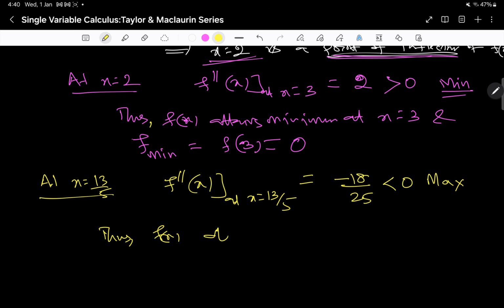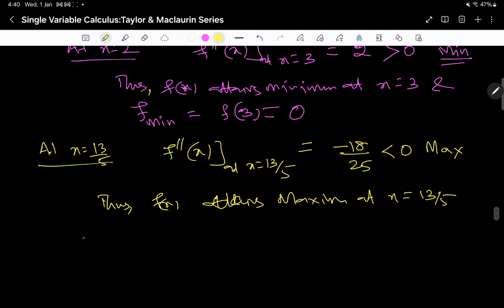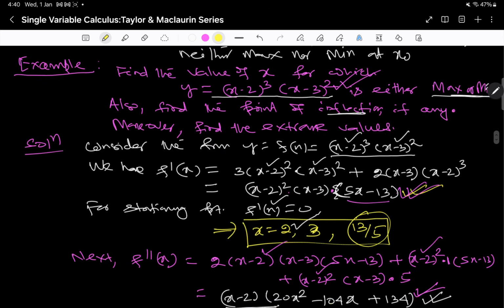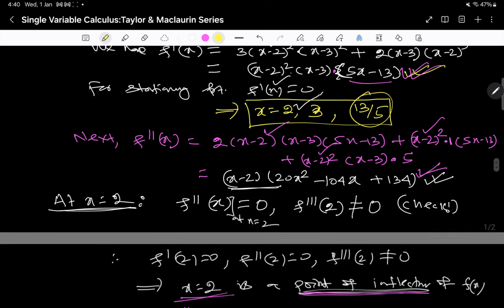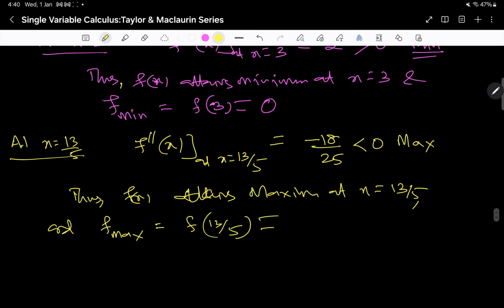Thus f(x) attains maxima at x is equal to 13 by 5, and the maximum value f max is equal to f of 13 by 5. If you substitute 13 by 5 here, then you will get 108 by 3125. So this is the maximum value. So this is the solution to the problem.